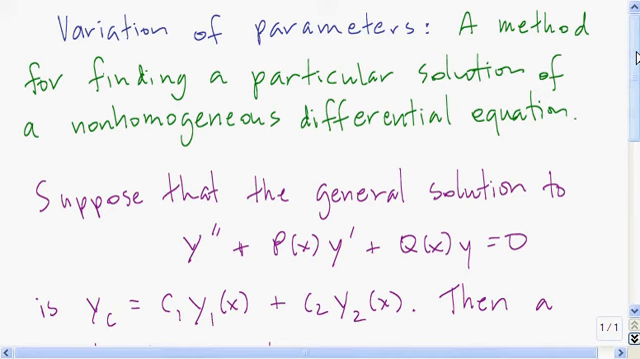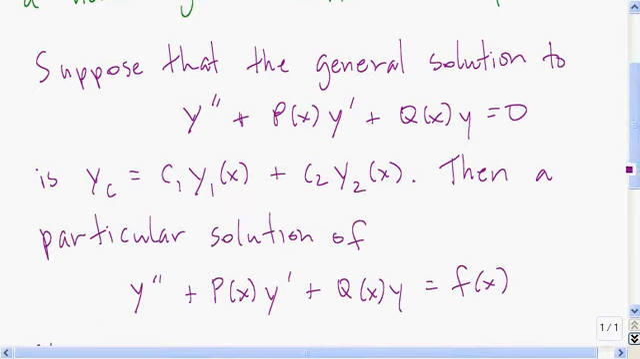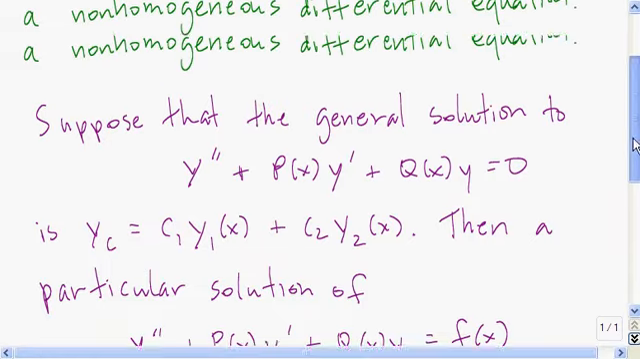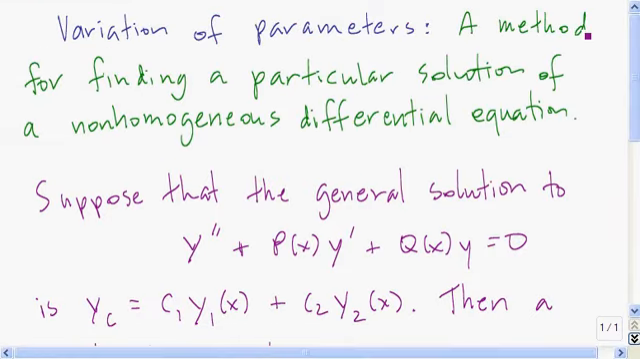Okay, here I'm going to present another method, more general than undetermined coefficients, for finding a particular solution of a non-homogeneous differential equation. So I'm going to focus on the ones that take the form y'' + p(x)y' + q(x)y = f(x). Okay, so it's non-homogeneous, so it's going to equal some other function. It's going to depend on us knowing the general solution to the associated homogeneous differential equation.